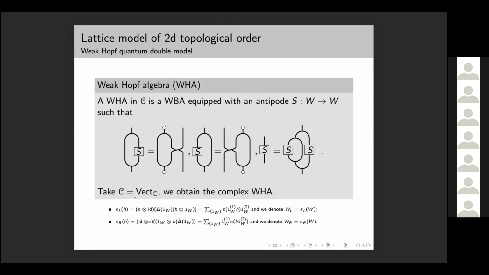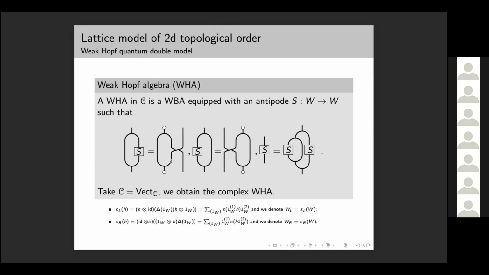And for a weak Hopf algebra, we need to introduce another structure called the antipode. In this category setting, the antipode is a map from W to W, and it satisfies these three conditions. There are some other conditions, and we can show that they are equivalent to these three conditions.